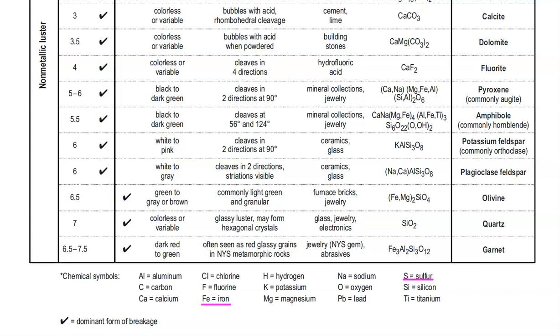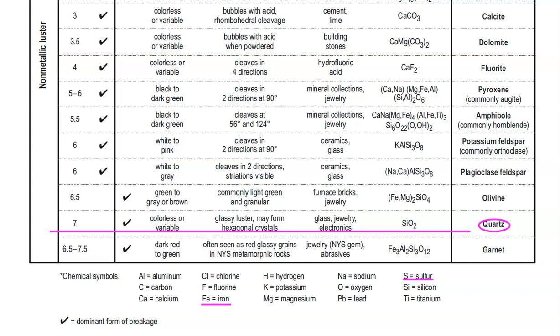Just another example here. If we want to take a look at the mineral quartz, one of the most common minerals on the surface of the planet, we can just draw our line over so we know what we're looking at. Quartz is within the non-metallic luster section. It has a hardness of 7. It fractures. That's what the check mark on the right side of the line means. Its dominant form of breakage is fracture.